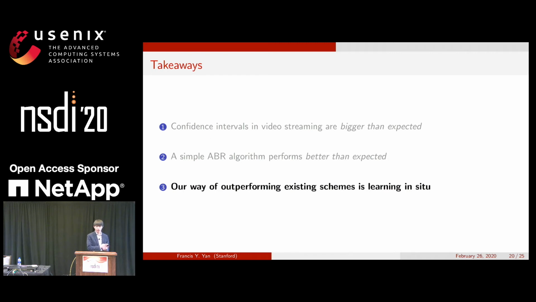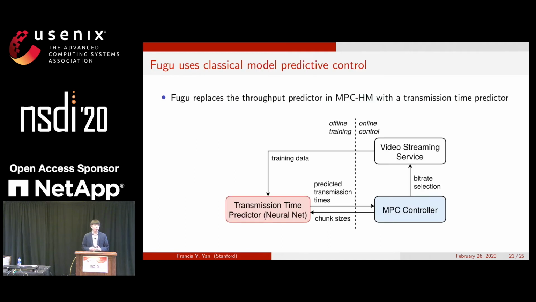I'll focus on the high-level design only and refer you to the paper for more technical details. Like MPC-HM, our ABR algorithm, Fugu, is also based on model predictive control. But it replaces the harmonic mean throughput predictor with the transmission time predictor, TTP, which is a neural network trained to predict how long it would take for a client to receive a given chunk. TTP is not a throughput predictor. It acknowledges the fact that observed throughput varies over chunk size, and explicitly takes as input the size of the chunk to send and predicts its transmission time.